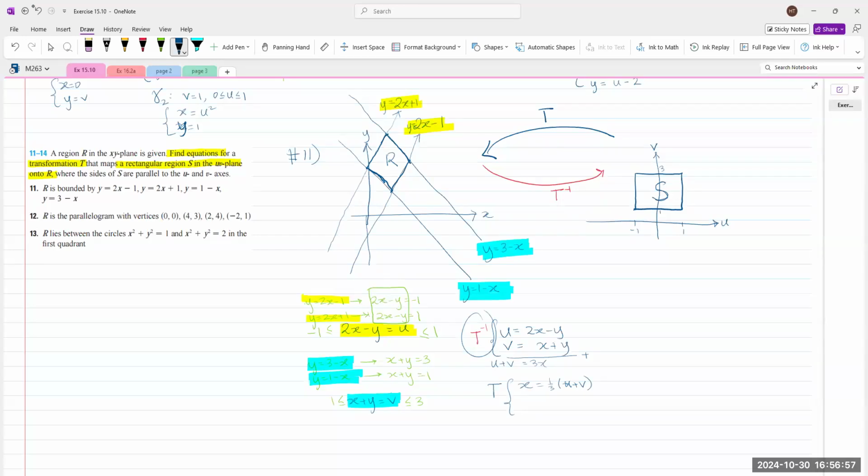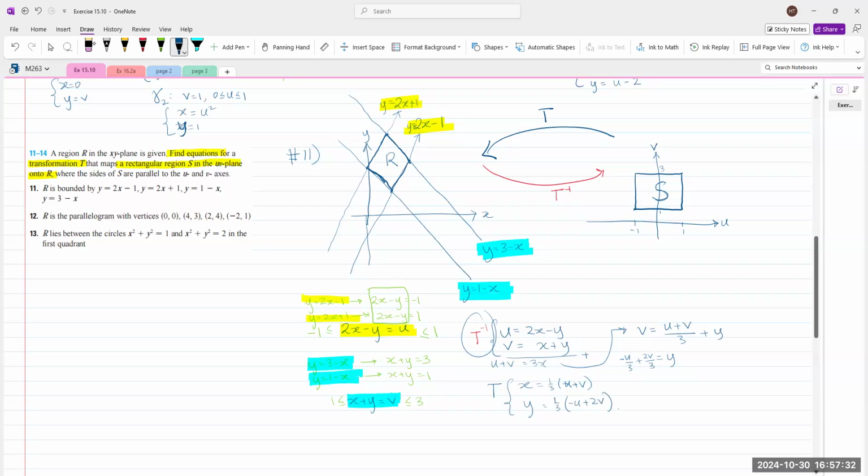Okay, and then you can substitute this in right away into either one of those. Maybe I substitute into the second one. v equals (u plus v) over 3 plus y. So y is negative u over 3 plus 2v over 3. So that's 1/3 (negative u plus 2v).